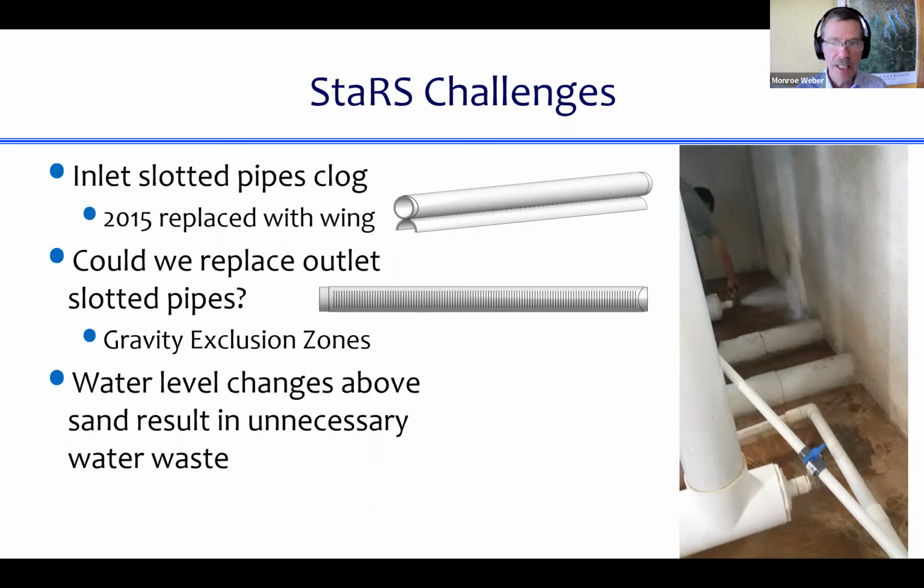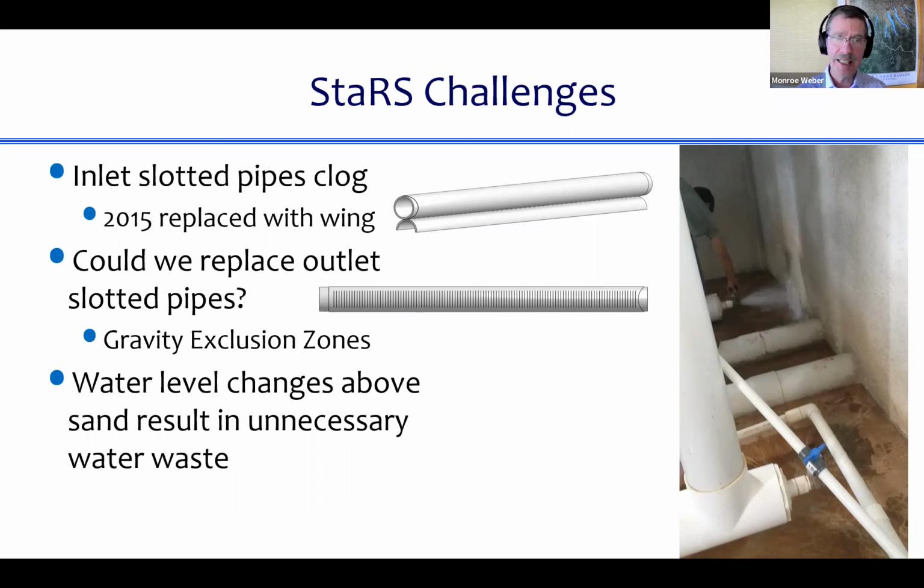And so in 2015, we replaced those inlet slotted pipes with this wing system, which I've shown there, which has this inlet pipe with what we call a wing below it, and then there's orifices drilled all along the length of that pipe that the water comes out of. There's been this dream for years that we could replace the outlet slotted pipes with something similar. We haven't figured out a reliable method to do that yet. It's still worth doing more research to see if we can figure that out.